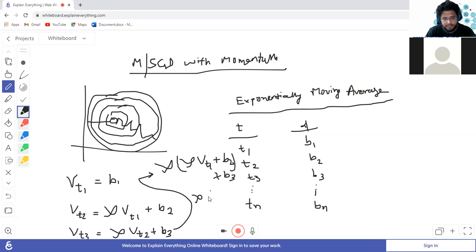Similarly, gamma into vt1 is b1 plus b2 plus b3. When you open this one, it becomes gamma square b1 plus gamma b2 plus b3. This is vt3.